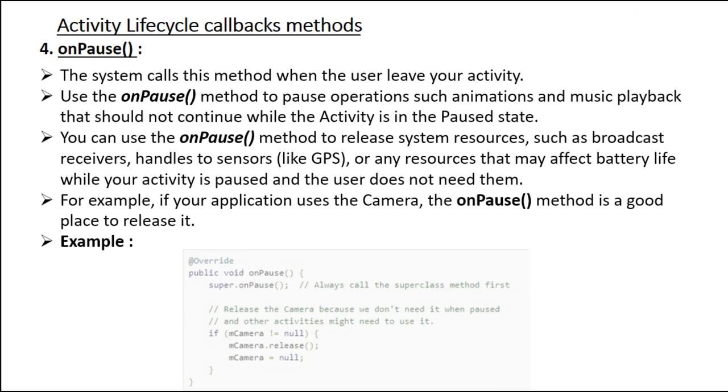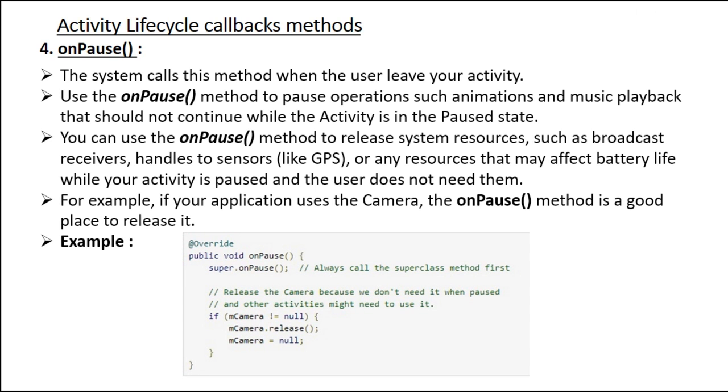Here is an example. Here also you have to call the superclass implementation of that method, and here we initialize the camera from the onResume method, and within the onPause method we are going to release that camera. If the camera object is not null, we call the release method and we set the camera object to null.